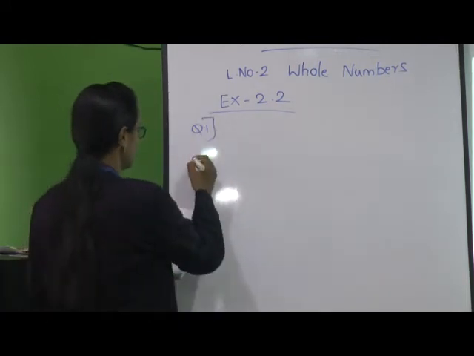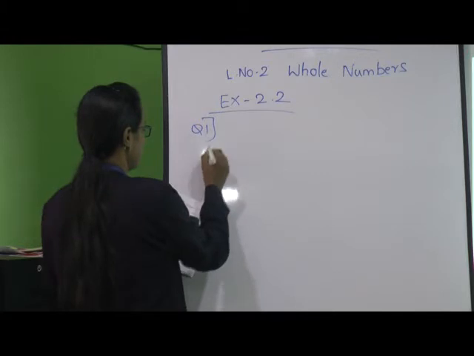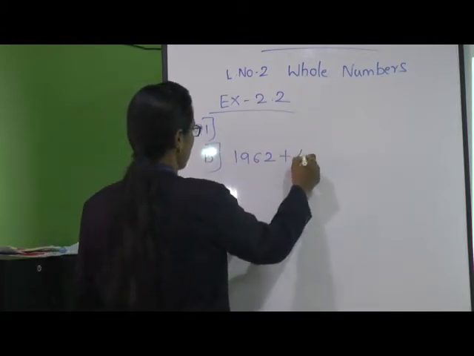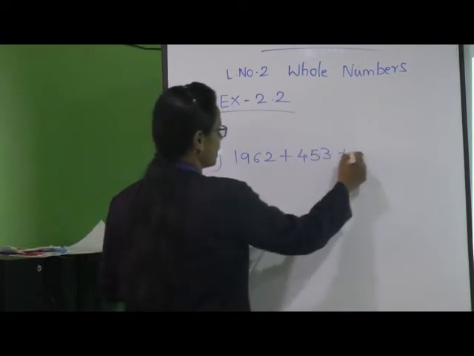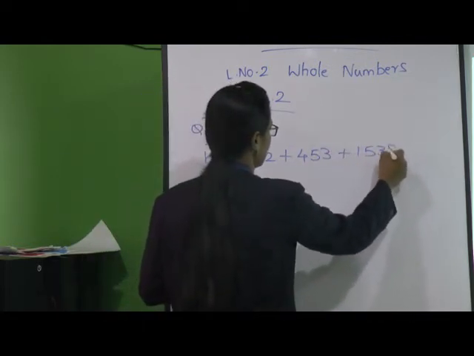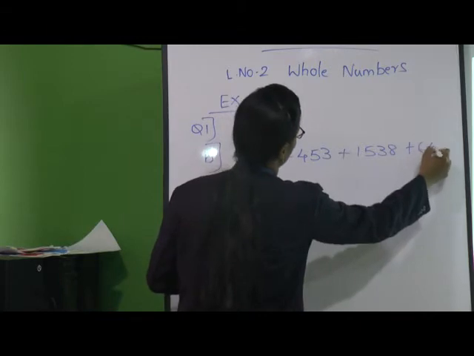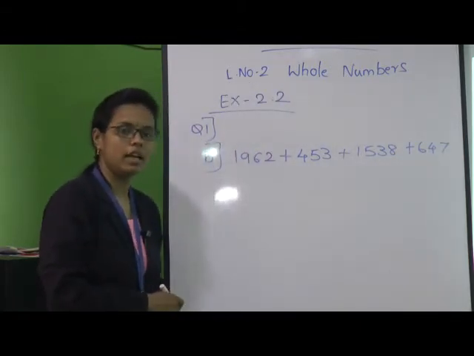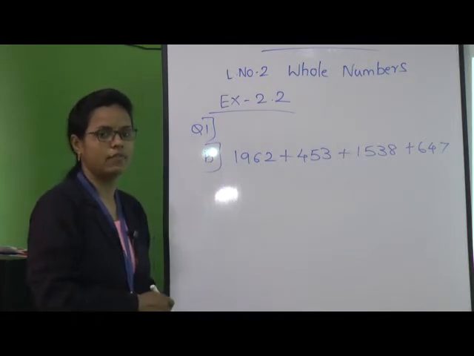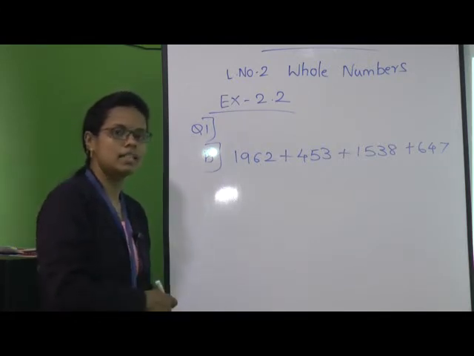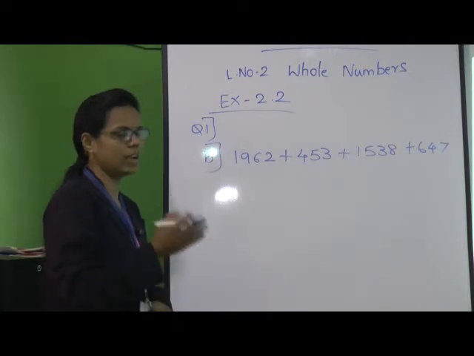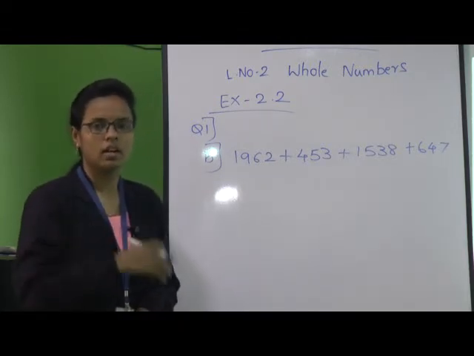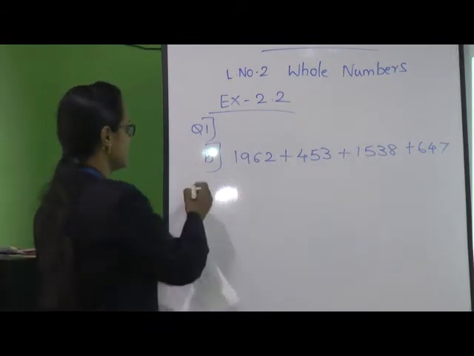Next question, B1, 1962 plus 453 plus 1538 plus 647. In the previous example, we were having three different numbers. Now, in this we are having 4 different numbers. We can rearrange these 4 numbers in any way as per our requirement. Let us see this.